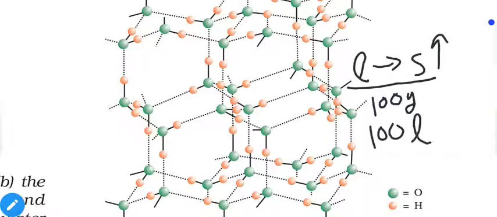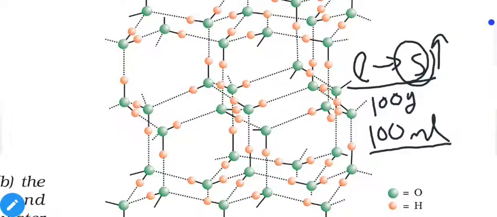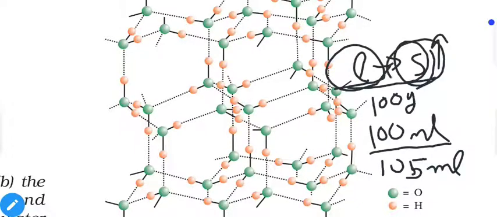will be 100 milliliters. But if you have ice, that means solid water, then 100 grams will be more than 100 ml. That means let's say it is 105 ml. So a similar mass of liquid water and solid water or ice should have different volumes. Solid occupies more volume than liquid water, and this is the reason why ice cubes float on the surface of water, because they have comparatively less density.